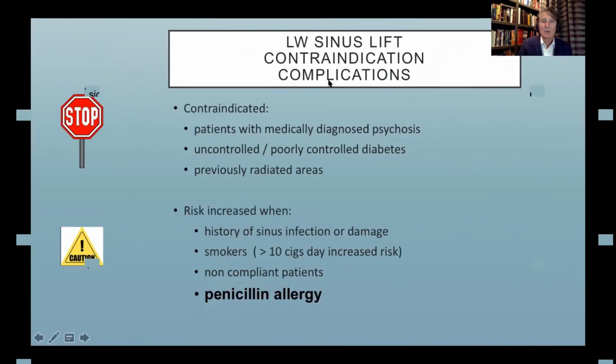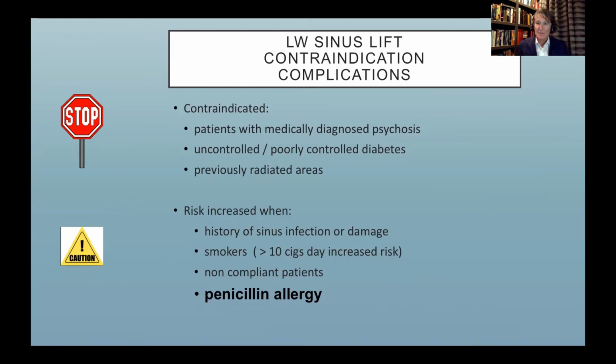So again, if we're looking at doing a sinus lift procedure, what are the go, no-goes? Well, if a patient has a medical psychosis, you do not do this. If they are poorly controlled diabetics, you do not do this, or if they've had radiation in the area. So those are the reasons for not even going ahead or considering. But what about our risk being increased? So when do we look at this and say we need to give the patient more informed consent, or maybe have this handed off to someone who has higher skill sets?